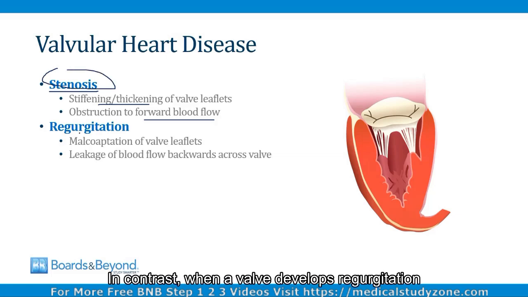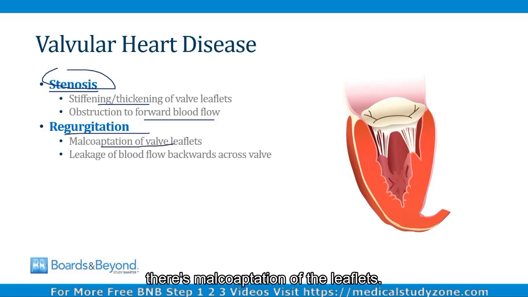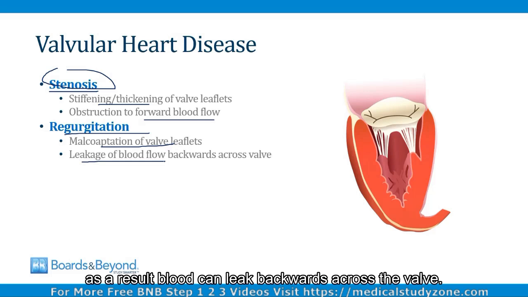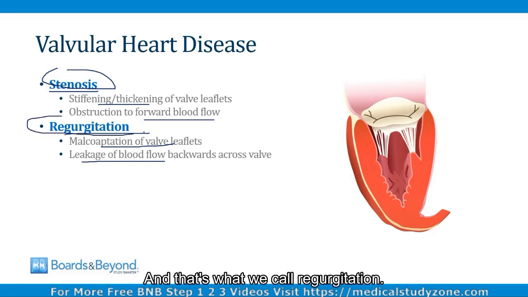In contrast, when a valve develops regurgitation, there's malcoaptation of the leaflets. By this I mean that the leaflets don't come together normally and form a seal. As a result, blood can leak backwards across the valve, and that's what we call regurgitation.